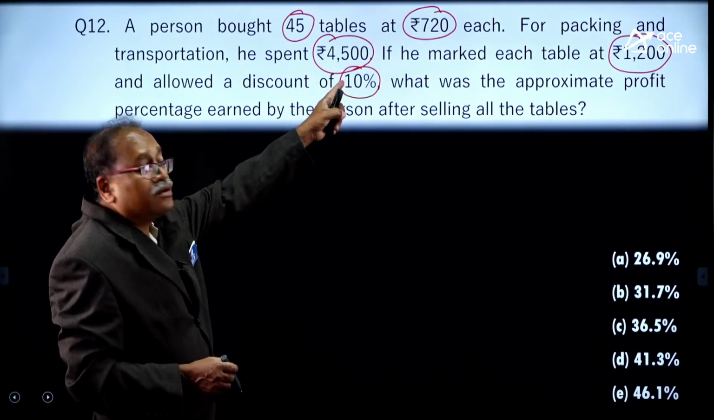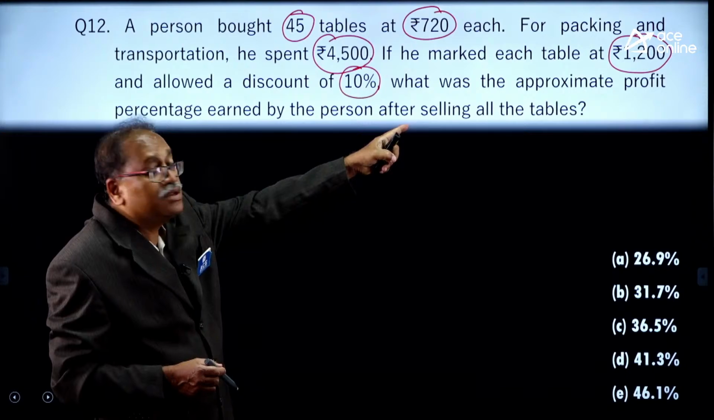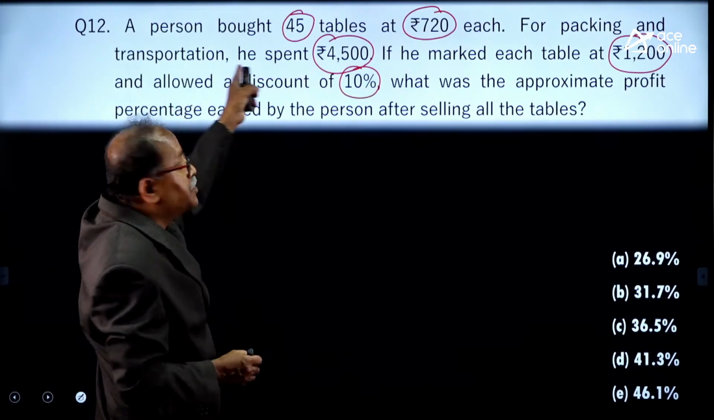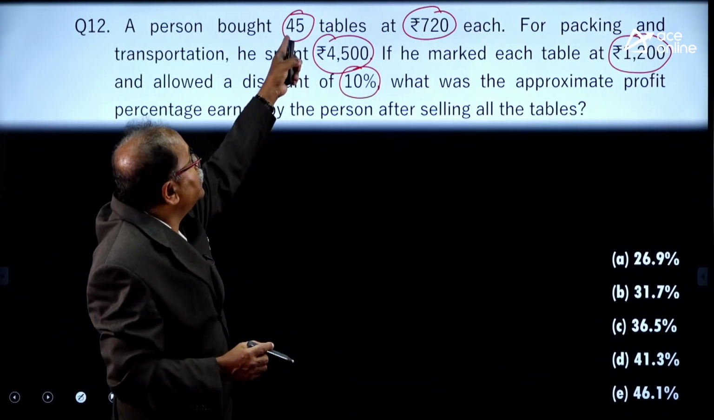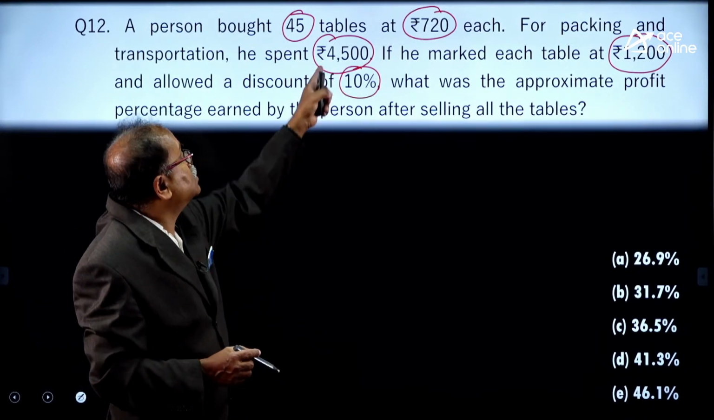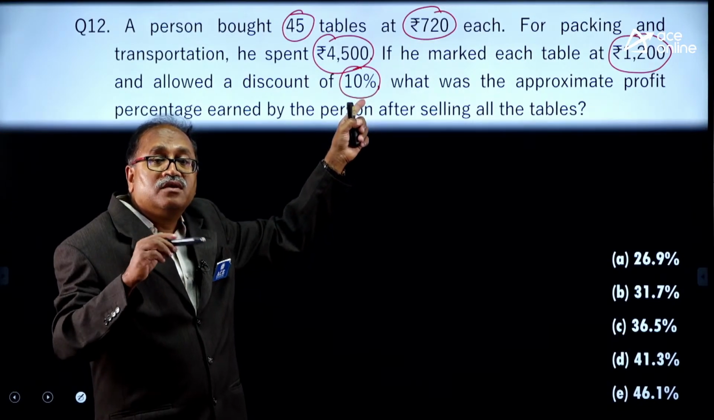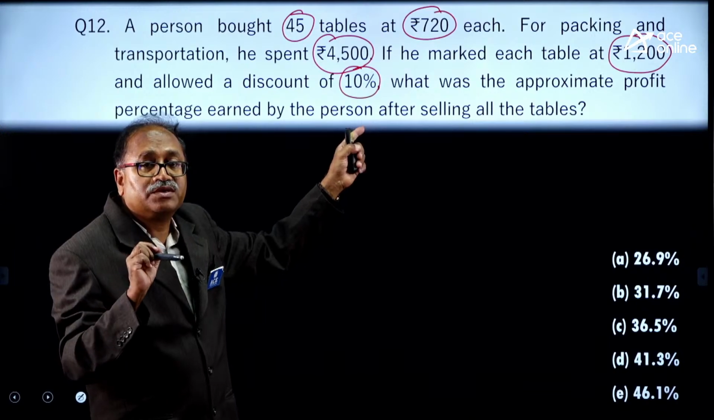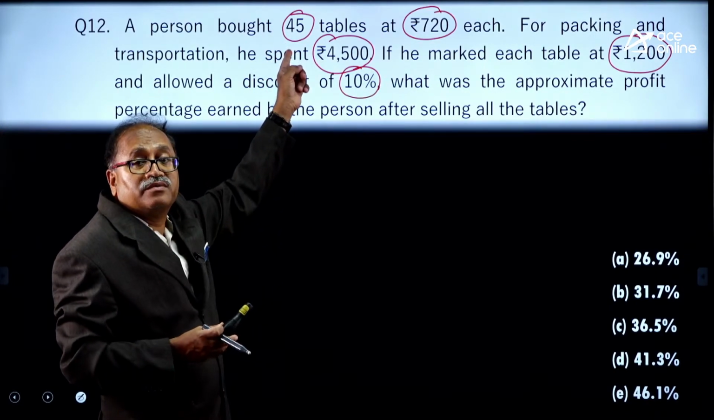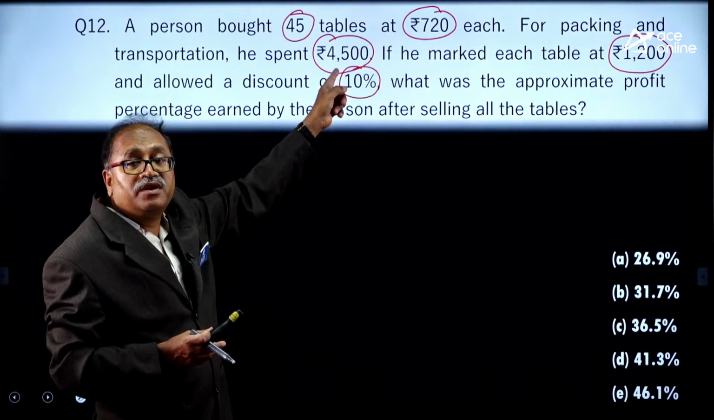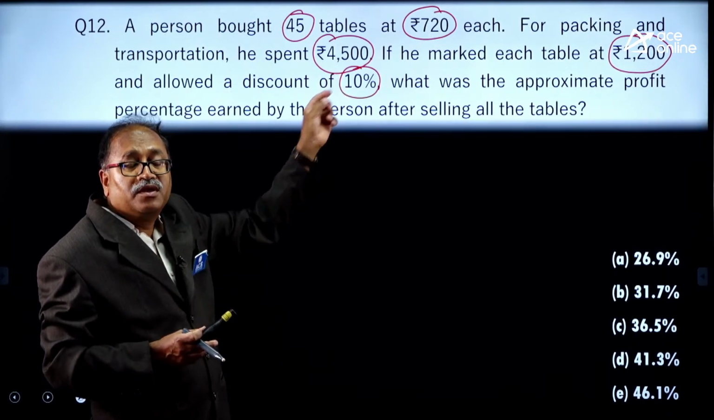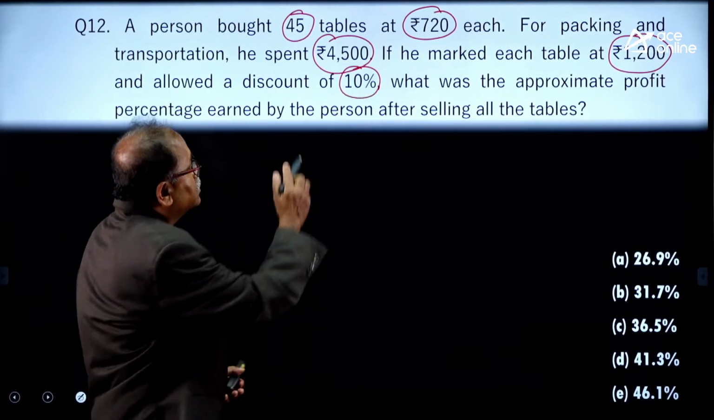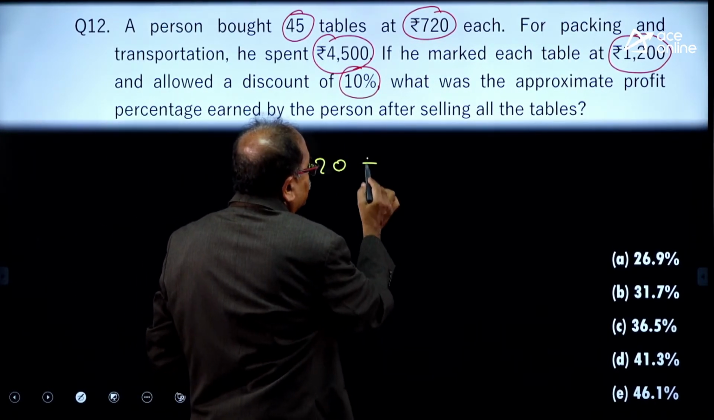I have the one table cost price, I have the one table selling price. But when it comes to the transportation, it is given for 45 tables. So, this transportation cost should also be converted to a per table transportation charge. There are 45 tables. So, 4500 divided by 45 is 100. That 100 is the transportation cost. So, what will be the total cost price? That is 720 plus 100.